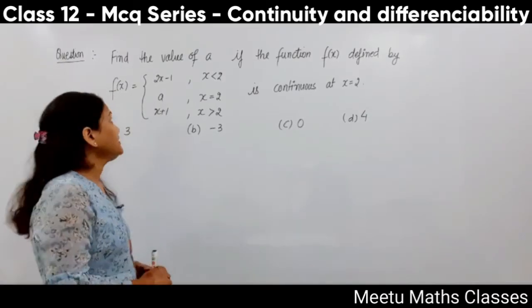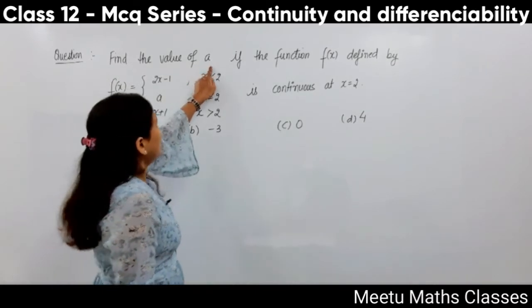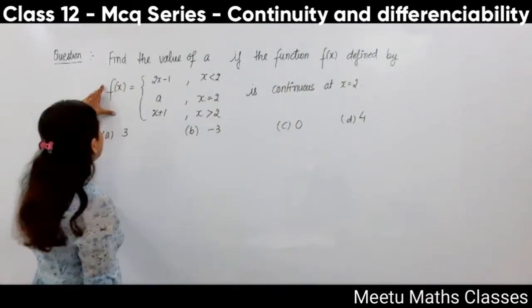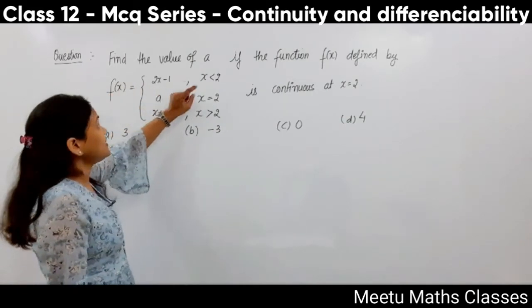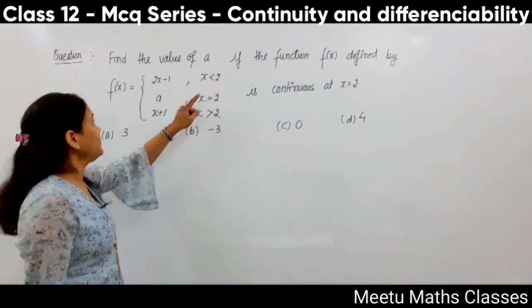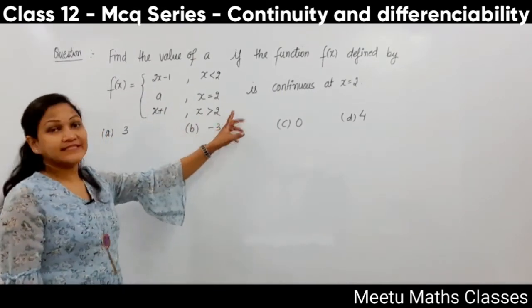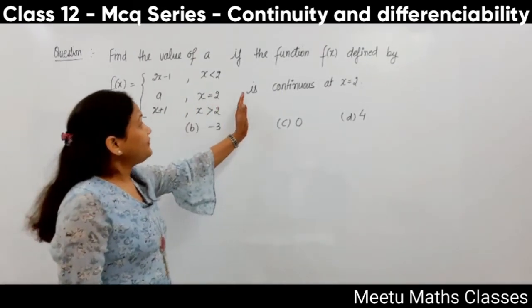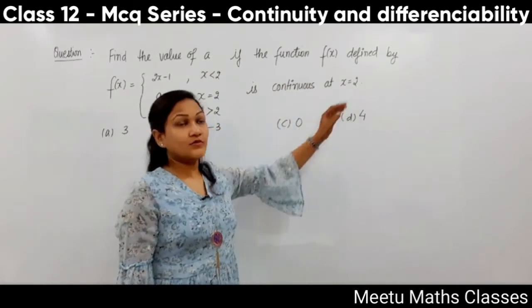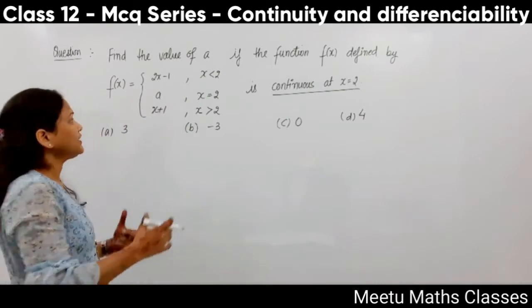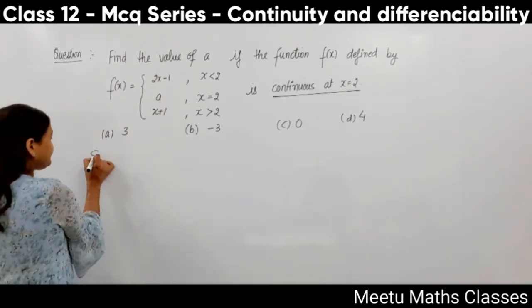Your next question is, find the value of a if the function f(x) defined by f(x) equals 2x minus 1 when x is less than 2, a when x is equal to 2, and x plus 1 when x is greater than 2, is continuous at x equals 2. So you are given that your function is continuous at x equals 2, then you have to find the value of a.